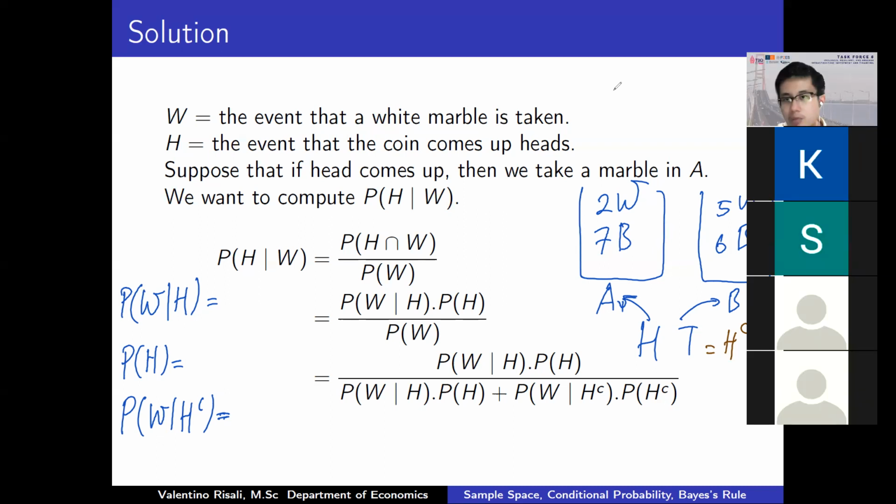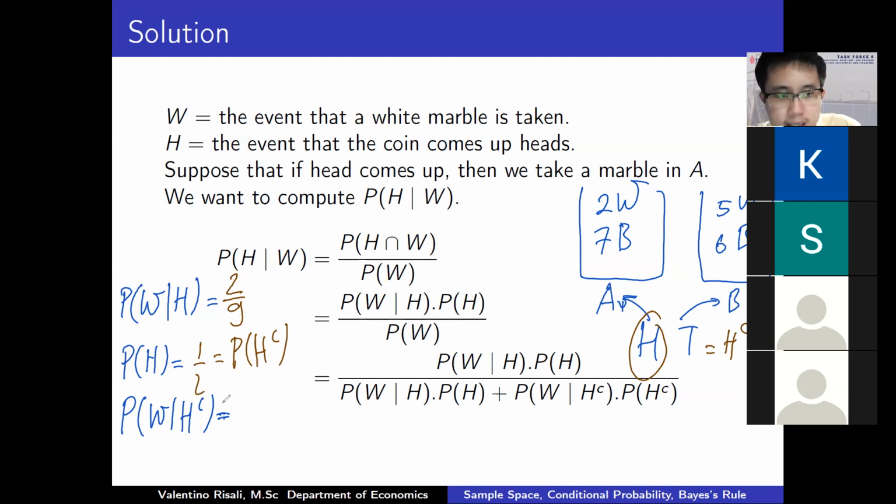Is it 2/9, sir? 2/9, right, Stella? Yeah, thank you. Because we know that H is head, we go to urn A, and then just find the probability of W, that is 2/9. Okay, thank you. And Sarah, can you continue it? The probability of H is half. Half, yeah. Is it equal to P(T) or P(H complement)? Yes, I think it's equal, because the coin is fair.